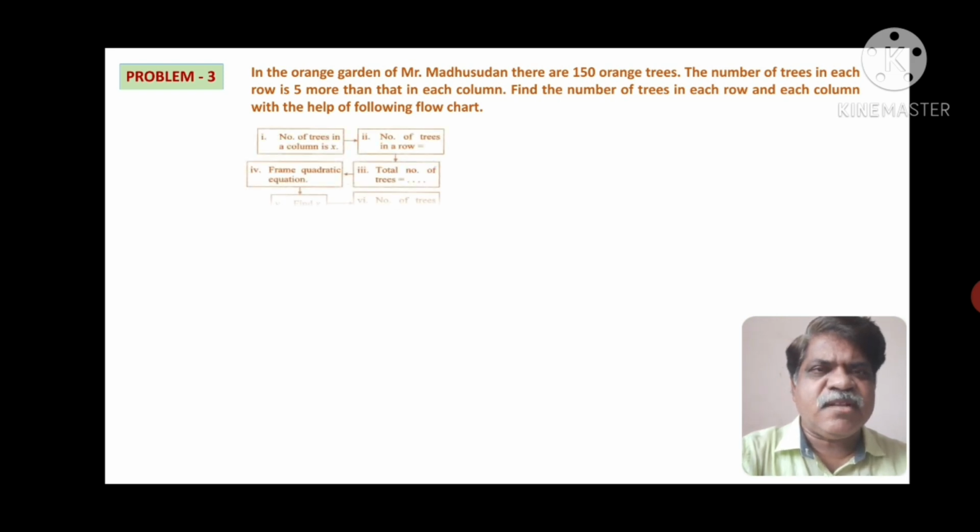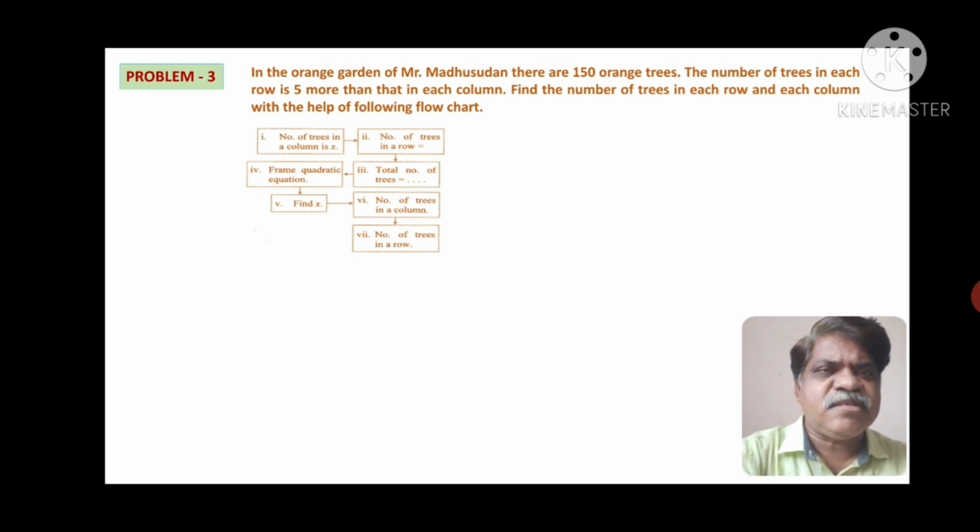They have given the flowchart that the number of trees in a column is x. Then you have to find the number of trees in a row. Then write the total number of trees, frame a quadratic equation, and then find the value of x. Then the number of trees in a column and the number of trees in a row you have to find out.